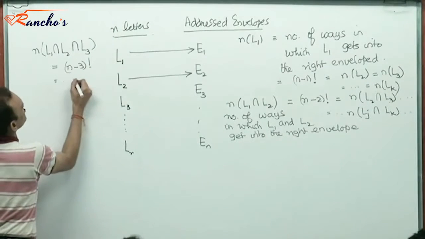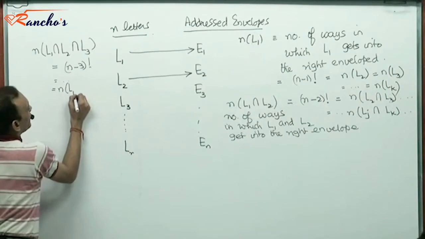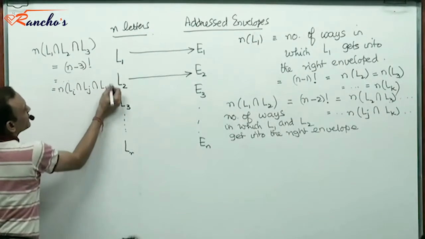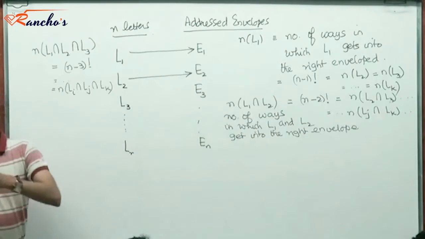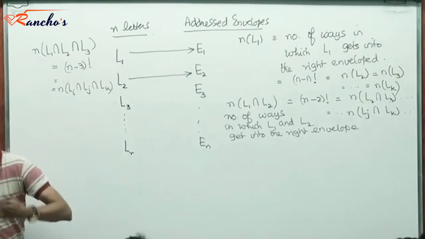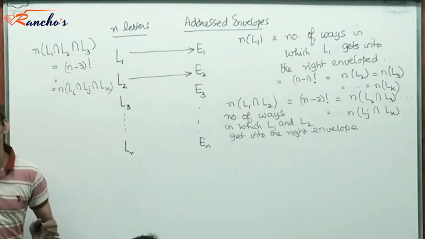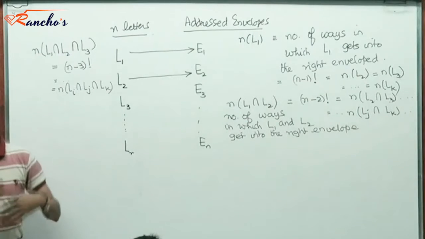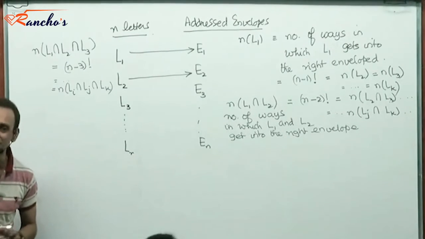So this in general is the same as the number of ways in which some Li, Lj and Lk get into the right envelope. That's going to be N-3 factorial. L1, L2, L3, L4 getting into the right envelope would be N-4 factorial. L1, L2, L3, Ln getting into the right envelope, one way only. The number of ways in which L1 and L2 and L3 and Ln, all of them get into the right envelope would be just one way.